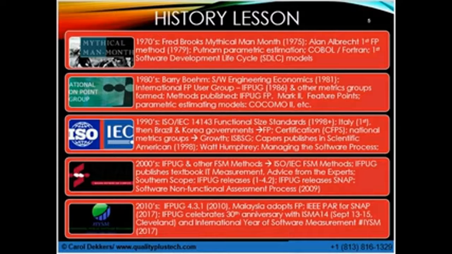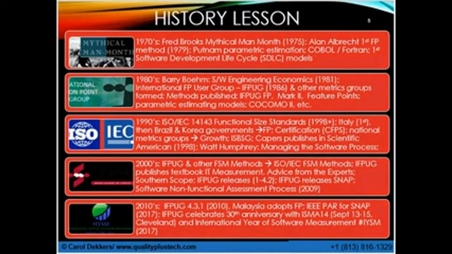So his Mythical Man-Month came out in 1975. Allan Albrecht of IBM came up with the first software sizing method that was not lines of code in 1979. And that was the first origins of functional size measurement or function points. Larry Putnam came up with his first parametric estimation. COBOL and Fortran were really some of the only languages that were coming out, and software development lifecycle, or SDLC, models first started to come out.